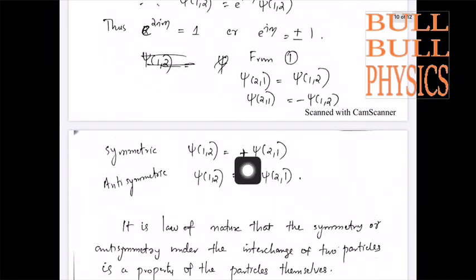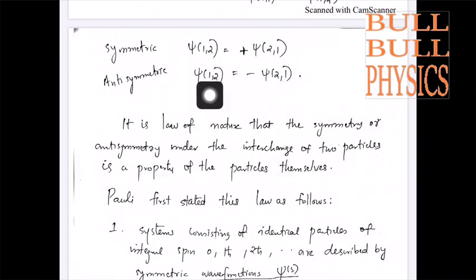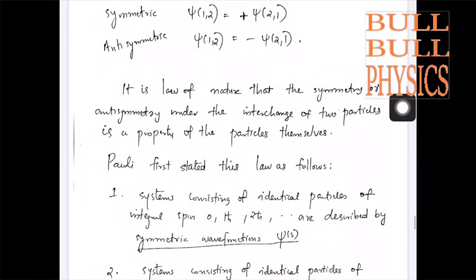If we are writing in this fashion, it is called symmetric, and if it is in this fashion, it is called anti-symmetric. So we have symmetric and anti-symmetric wave functions like this. Now it is a law of nature that symmetry or anti-symmetry under the interchange of the two particles is a property of the particles themselves.